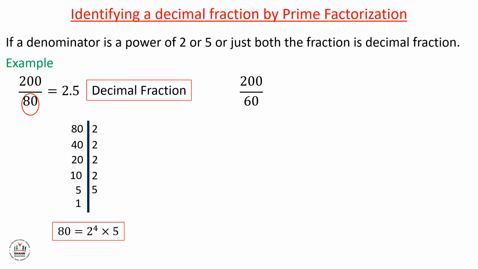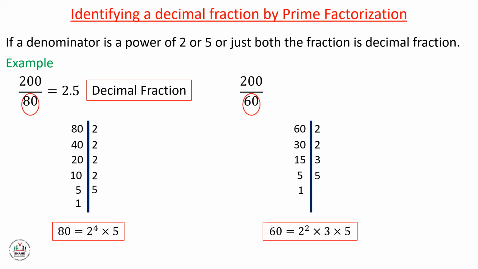200 again, the same numerator, but a different denominator. 200 over 60. Let's see 60. 60 over 2 equals 30. 30 divided by 2 equals 15. 15 over 3, sorry, equals 5, and 5 over 5 equals 1.